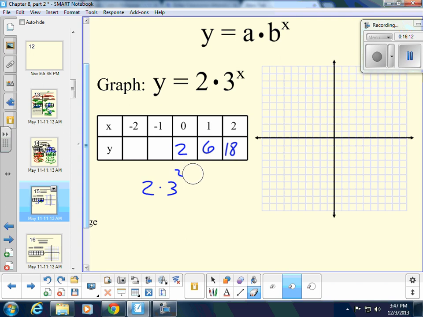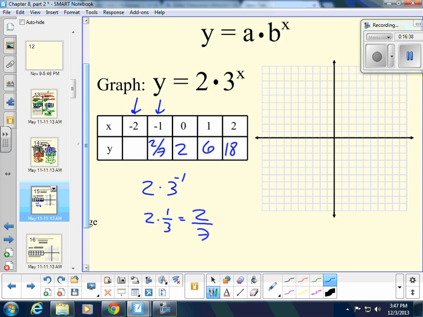Now, we should remember this from earlier in this chapter. Let me go back to the first two that I've got in the table. What happens when I put in -1? Well, we learned what happens when you put in a negative exponent. It's like taking the reciprocal of that number, so this is really 2 times 1/3. And 2 times 1/3 is just 2 over 3, or 2/3. So that's what I get when I put in -1. I end up getting a fraction.